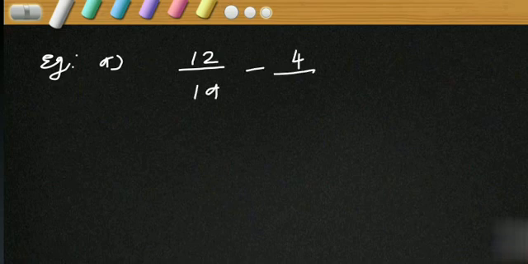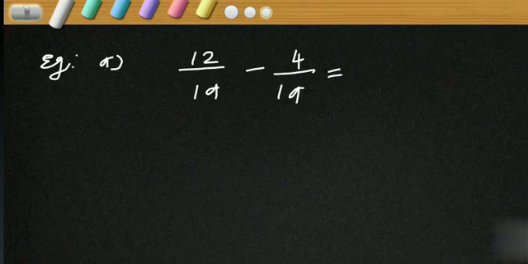Okay, write down examples. Example A. 12 by 19 minus 4 by 19. What has to be done here? Just subtract the numerators. Are they like fractions? Of course, they are like fractions. Why? They have the same denominator 19. So without any doubt, we can say that they are like fractions.